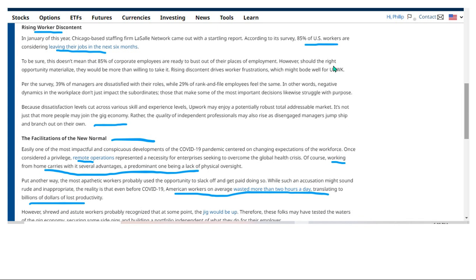and the lack of physical oversight over employees. And then finally, American workers on average wasted more than 2 hours a day, translating to billions of dollars of lost productivity. So they're making the assumption that because people are working from home, they're not as productive. I don't know if that's true or not, but there's unproductivity wherever you look, whether it's at work or at home. So that's his case for that.